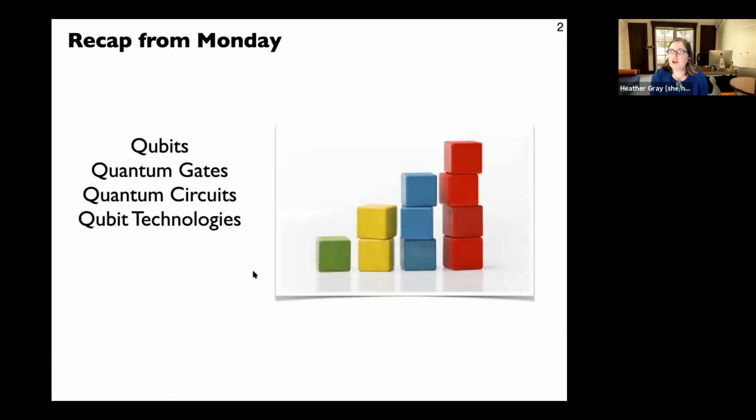There we go. So what we talked about yesterday, I'm not really going to go through it in any detail, is we went through some building blocks that one needs to think about quantum computing. In particular, I introduced qubits. Then we talked about how you can actually operate on qubits with quantum gates, how you might combine those quantum gates into quantum circuits. And then we finished up with some discussion about the various different technologies that one can actually use to realize qubits.